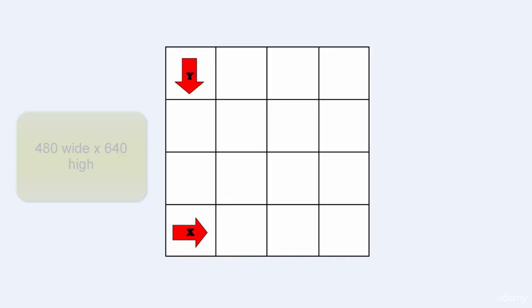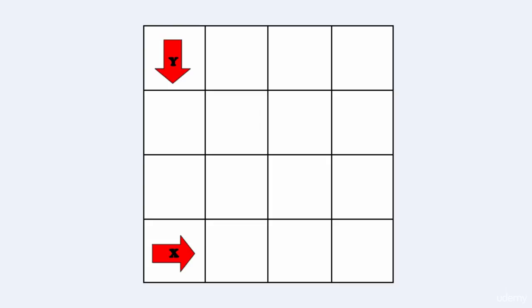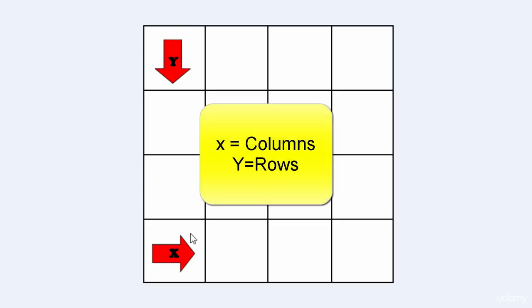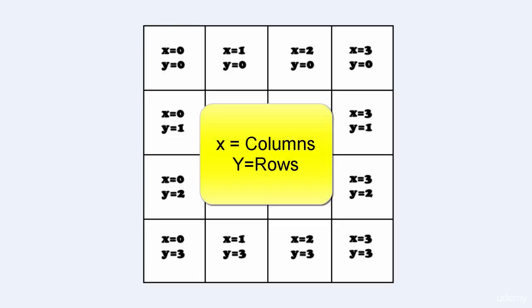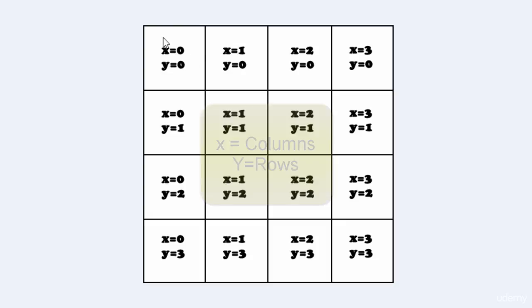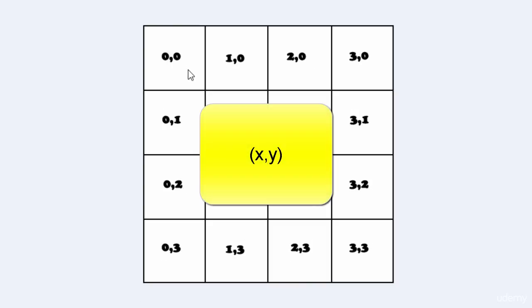The canvas is broken down into a grid. The grid, usually referred to as X and Y coordinates, with X being the columns and Y being the rows. Each pixel then has an X and a Y coordinate. X equals 0 and Y equals 0 in the top corner here, for example. But sometimes we make it shorter by simply saying 0, 0.